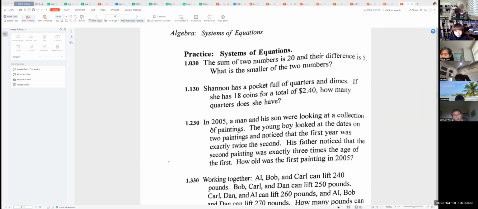12 points. So in 2005, a man and his son were looking at a collection of paintings. The young boy looked at the dates on 2 paintings and noticed that the first year was exactly twice the second. His father noticed that the second painting was exactly 3 times the age of the first. How old was the first painting?